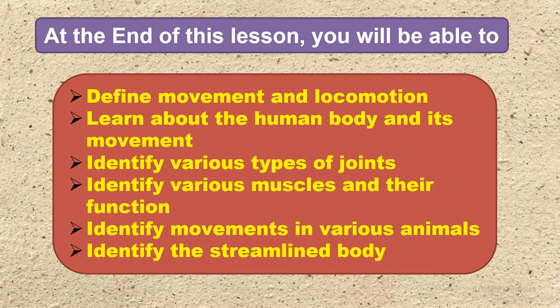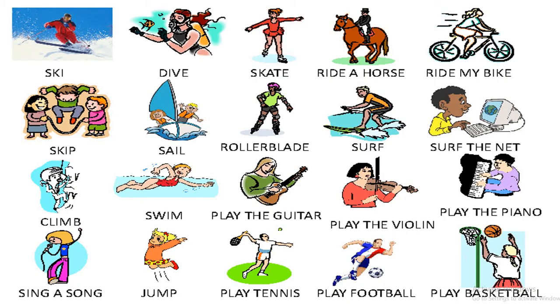Now, in today's lesson, let us define movement and locomotion and learn about the human body and its movement. In the daily world, you see that people do a lot of activities. Even you do a lot of activities in your daily life. People do skiing, diving, they also do swimming, even you jump, you sing a song, you climb, you play football, tennis, and you ride a bike. You must have seen people riding a horse, skating, surfing, even you are surfing on the net.